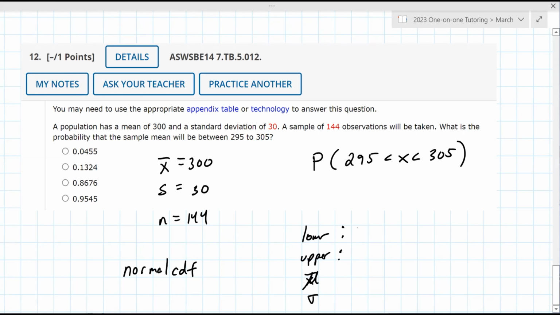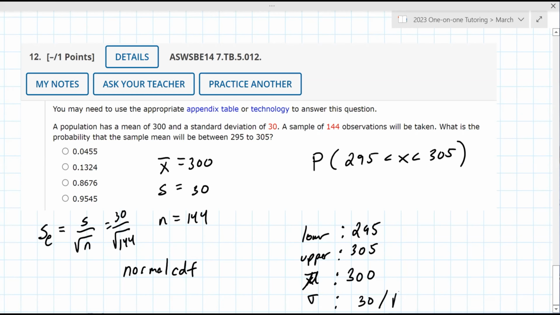So your lower is going to be 295. That comes from this here. Your upper is 305. Your mean is 300. Now your sigma you might think is 30 because that is the standard deviation. Because the sample size is 144, you have to convert this using the standard error formula. The standard error formula is S divided by the square root of n, which is 30 divided by the square root of 144. That's what you're going to put in for sigma. You can actually type this in, it will do the calculation for you.